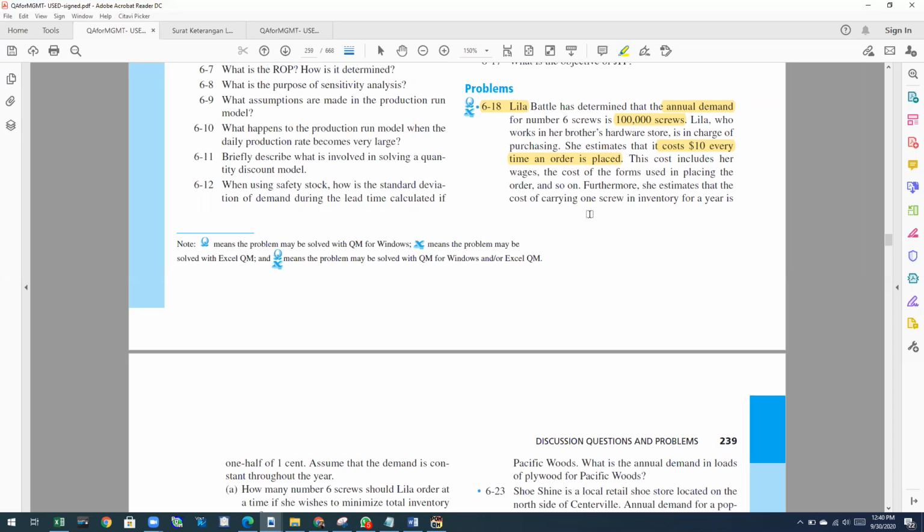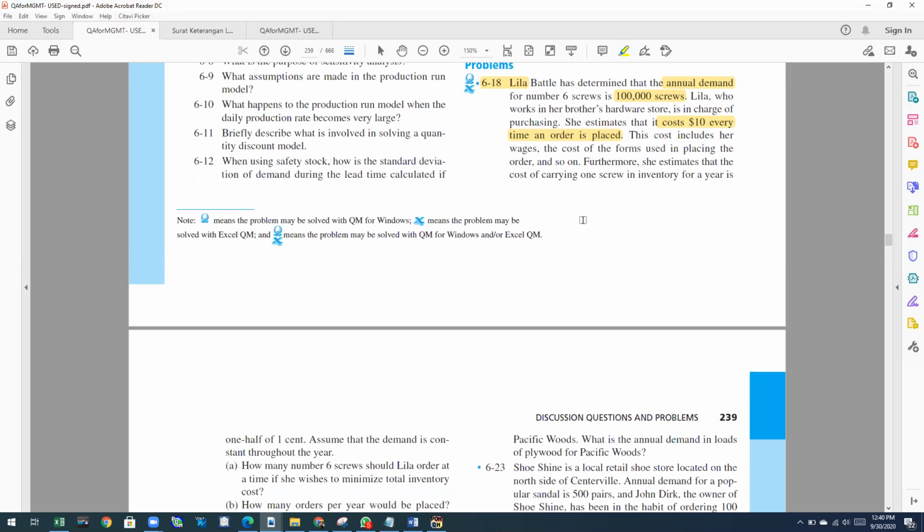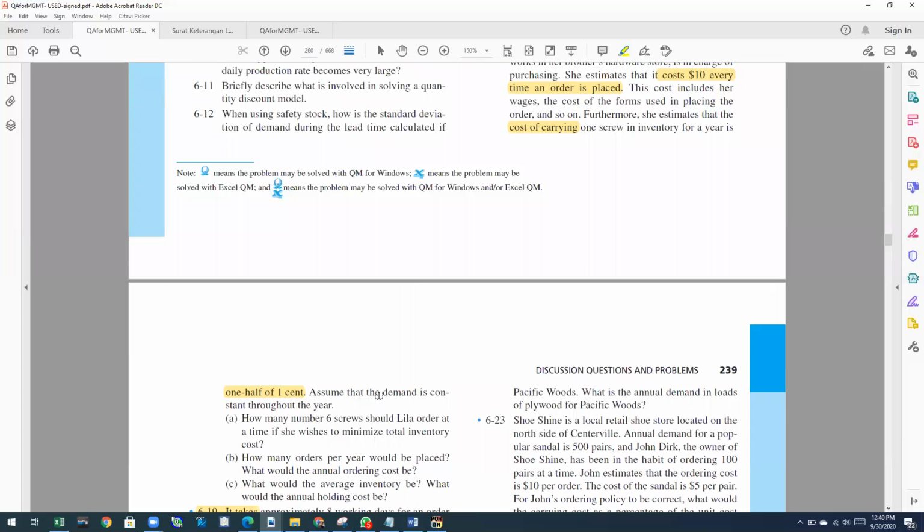Furthermore, she estimates that the cost of carrying one screw in inventory, this is the carrying cost, for a year is 1/2 of 1 cent. So the carrying cost per unit, per screw, is 1/2 of a cent. And assume that the demand is constant throughout.